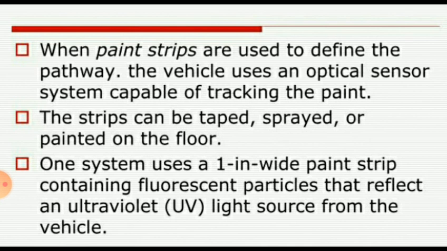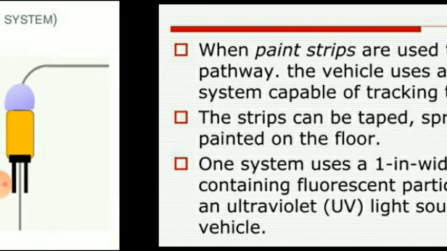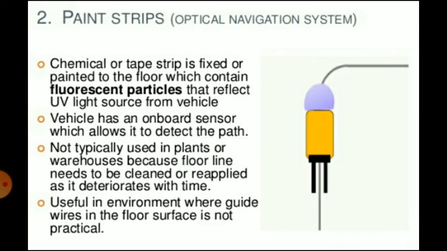Now the second type, that is the paint strips. When paint strips are used to define the pathway, the vehicle uses an optical sensor system capable of tracking the paint. The strips can be tape, sprayed or painted on the floor. So one system uses a one inch wide paint strip containing fluorescent particles that reflect an ultraviolet light source from the vehicle. So you can see the paint strip that is used to guide the vehicle.